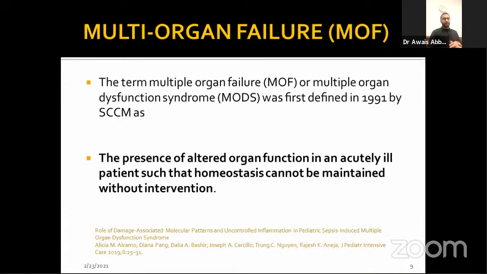The term multi-organ failure, or MODS, was first defined in 1991 by the Society of Critical Care Medicine. We define it as the presence of altered organ function in an acutely ill patient, such that homeostasis cannot be maintained without intervention. This is how the SCCM defined multi-organ failure.